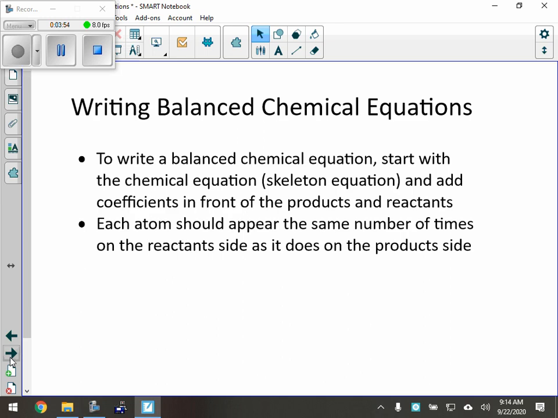So, writing balanced chemical equations. To write a balanced chemical equation, start with the chemical equation, or what we call a skeleton equation, and add coefficients in front of the products and reactants. Each atom should appear the same number of times on the reactant side as it does on the product side.